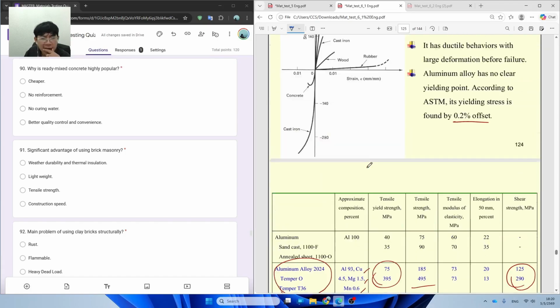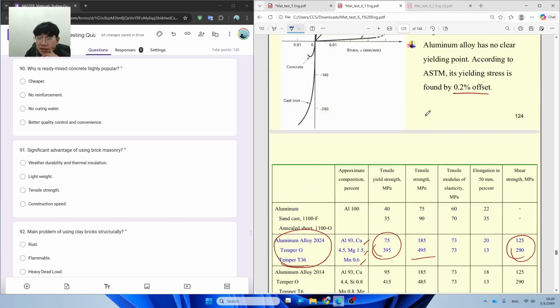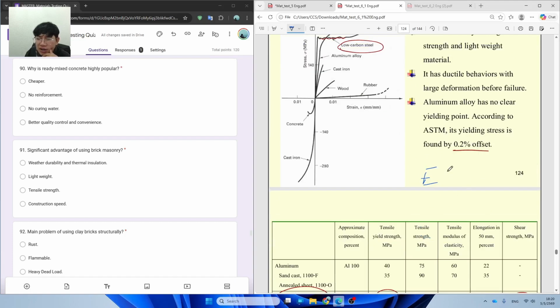But the bad thing about aluminum is just the modulus of elasticity, which is only approximately 70 gigapascal. That is really low compared to steel, about 3 times less than steel. So for long span usage, this material is going to be a real defect compared to other materials.